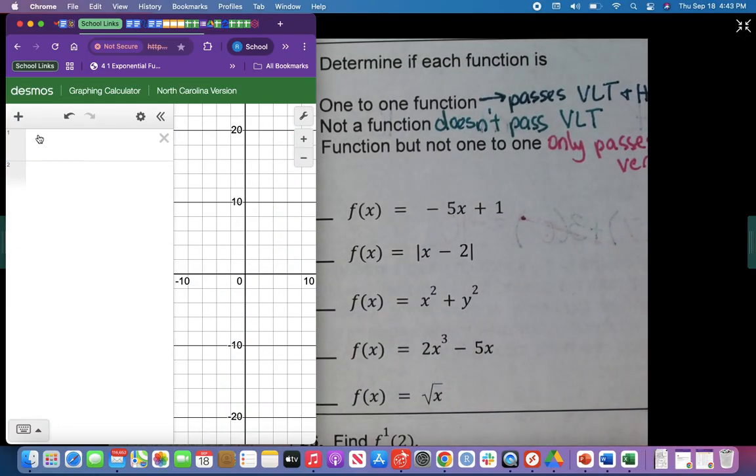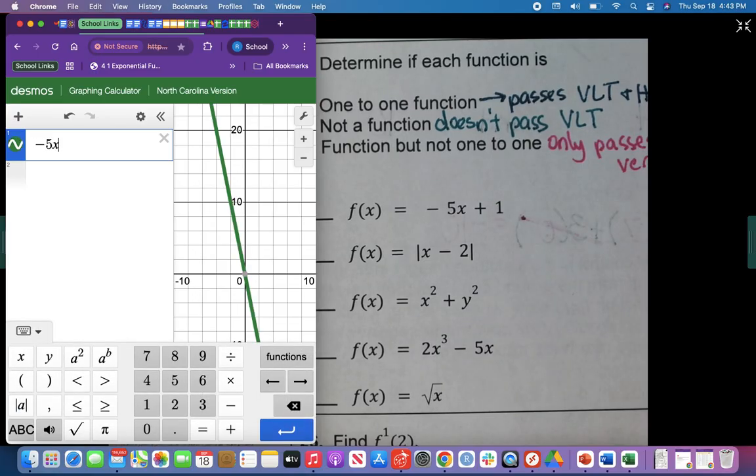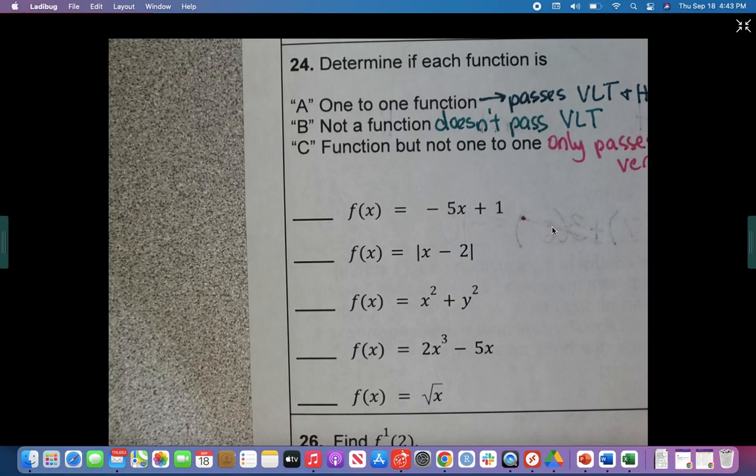So negative 5x plus 1. All right, that is a straight line. That is going to pass both. So it passes the horizontal line test. It passes the vertical line test. So it passes both. So that is a one-to-one function. So that would be A.